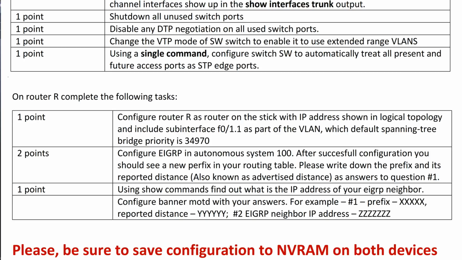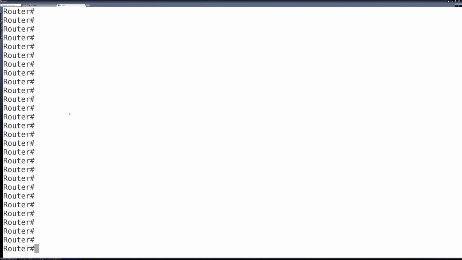So the first task on the router is to configure it as a router on a stick, and I should use interface or subinterface FastEthernet 0/1.1. The subinterface should be in the VLAN whose default spanning tree bridge priority is 34,970. Okay, so it's a big number, and how should you know which VLAN to use? You most probably know that this bridge priority is from two parts: configurable bridge priority and VLAN number. But how should you know the default bridge priority?